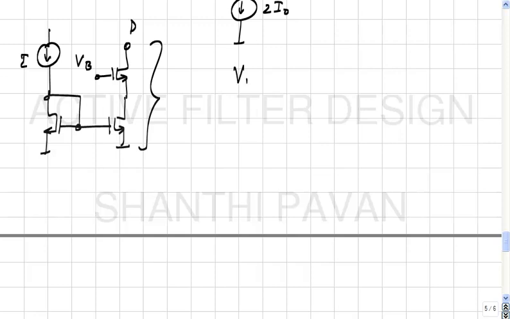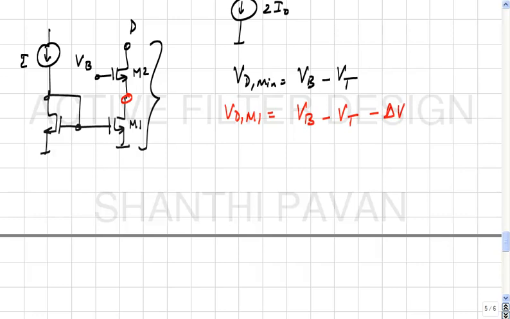Let me call this D. VD minimum is VB minus VT, right? And VD minimum is the minimum drain voltage required in order to keep M2 in saturation, correct? Now, what is the potential at the source of M2? VD of M1 is nothing but VB minus VT minus delta V. Let's assume all the transistors are the same, have the same overdrive, correct? You understand?